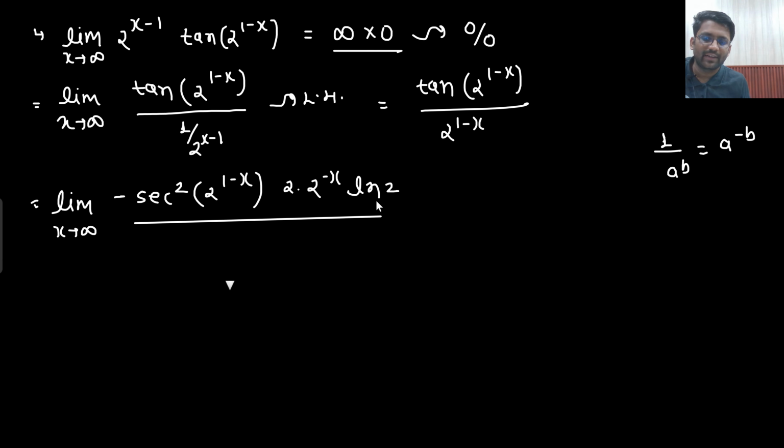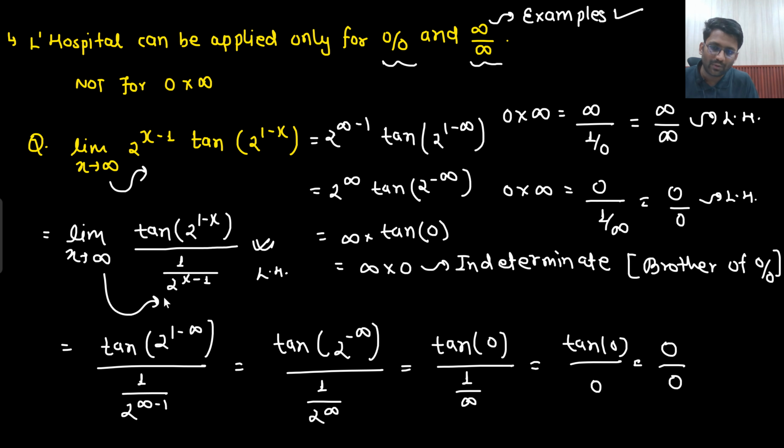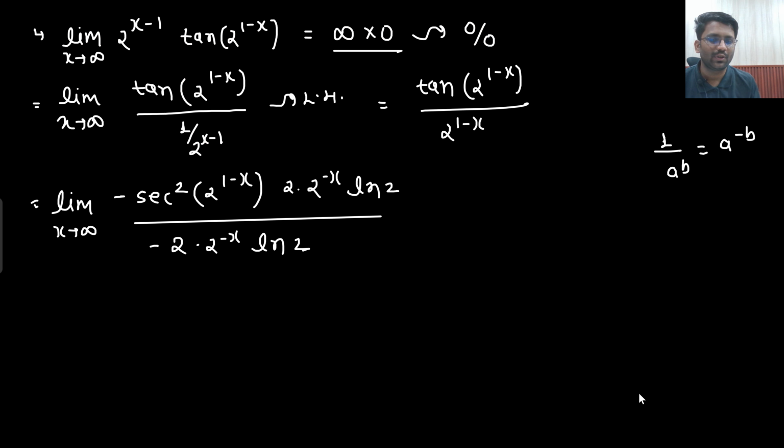So upper side differentiation I have done, downward side also differentiation I need to do. So how will I do the differentiation? It will be 2 to the power minus x ln 2, and a negative sign would be there. Are you able to understand this point? Upper side differentiation I have already done, downward side I need to differentiate. This expression was 1 by 2 to the power x minus 1. How could this expression be written? This expression could be written as 2 to the power 1 minus x, just if it goes upward.